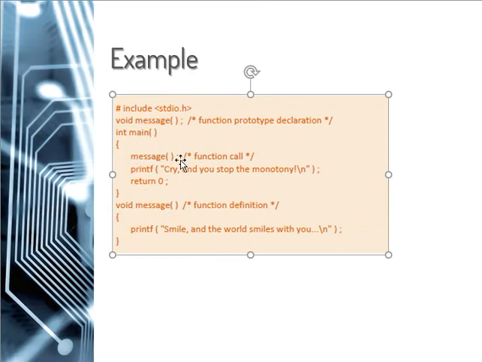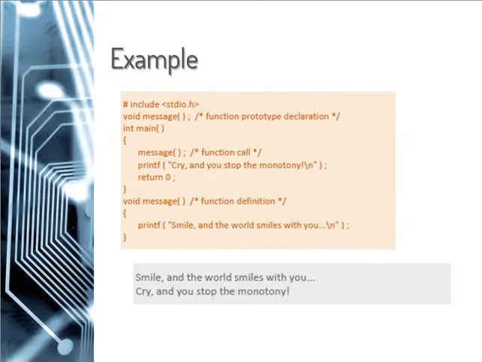But for those who haven't, you might be wondering what these additions are. Before I explain them, let us see the output. The output for this program is: Smile and the world smiles with you. Cry and you stop the monotony. So why is that the output?